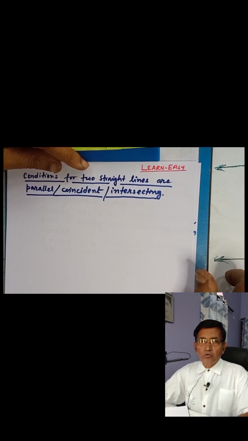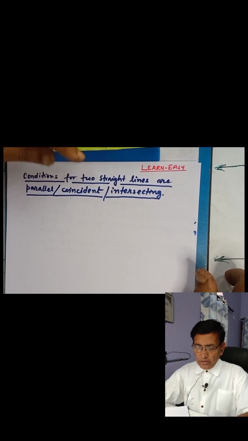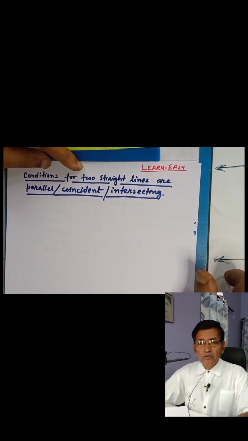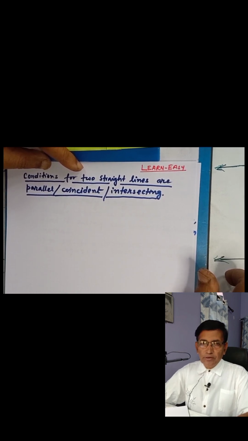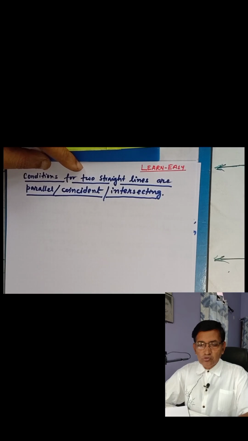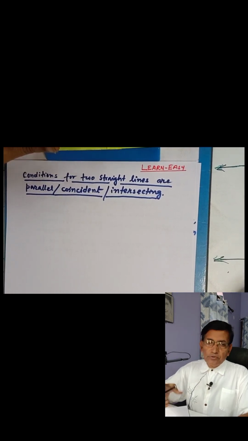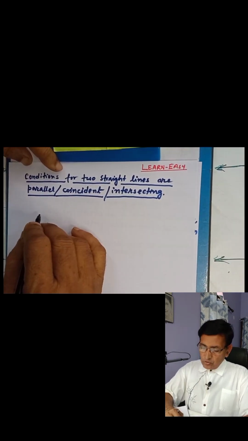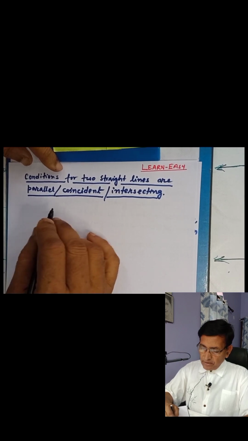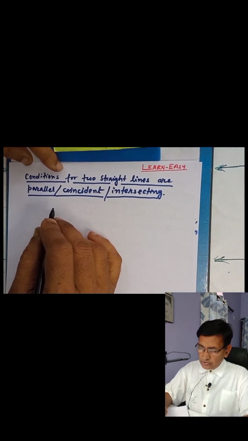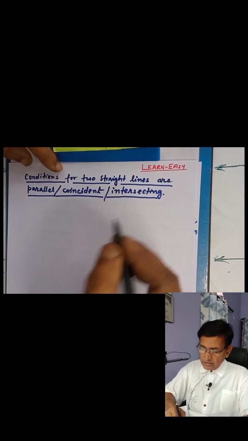In this session, we will discuss conditions for two straight lines to be parallel, coincident or intersecting. And we also discuss the algebraic method of solving pairs of linear equations, derived from the ratios of coefficients and constants.